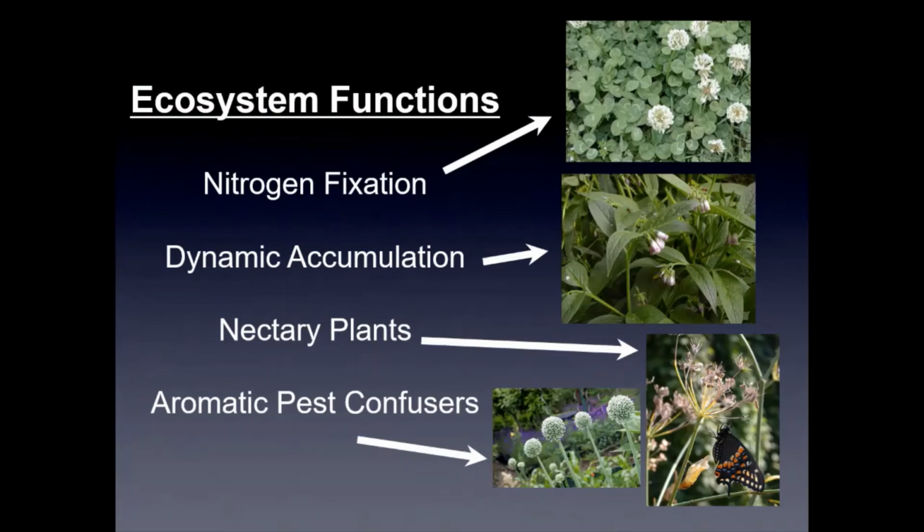And so regenerative too, the ecosystem functions are really important. So you're always thinking about this kind of multifunctionality and this interconnection. And so you're looking for things that do nitrogen fixation, things that accumulate a lot of different varieties and purposes. You're looking for plants that provide nectar, and you're looking for things that can be pest confusers as well.